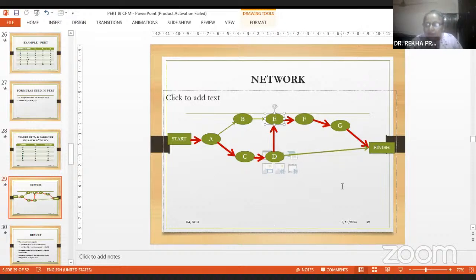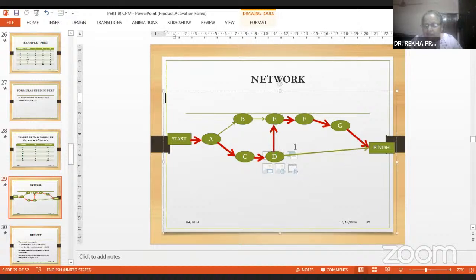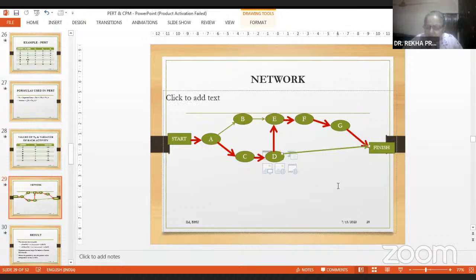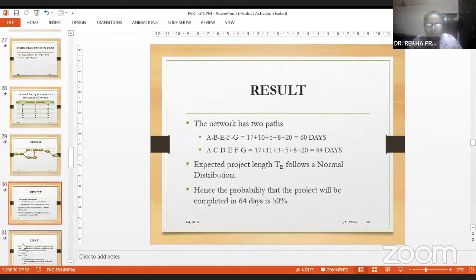So D to E, it finishes over here. So either you can draw this line or you need not draw this line. Then there are only 2 paths, so we have not done the early start and early finish in full. So the result is this. There are only 2 lines.